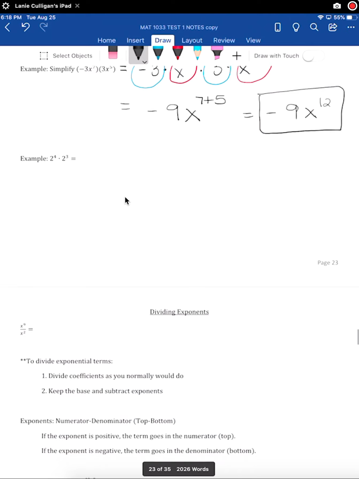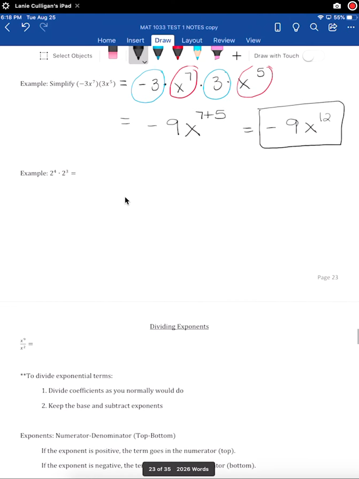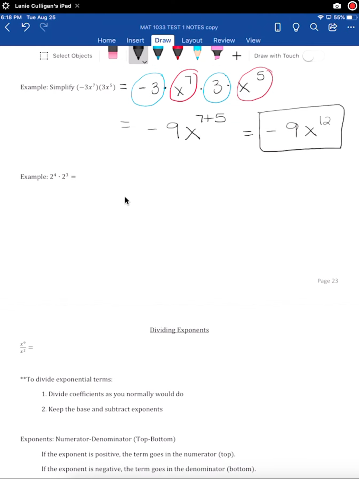One more example for multiplying. So we have 2 to the 4th power times 2 cubed. If you notice, they're both base 2. So again, we're going to keep our base the same and add our exponents. So 2 to the 4 plus 3 power, which will give us 2 to the 7th power as our final answer. So notice these 2's are bases. So really, I just have a bunch of 2's.